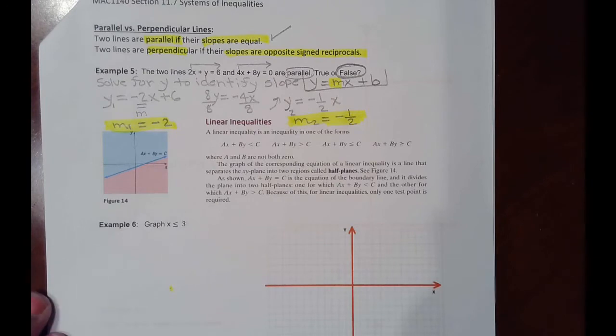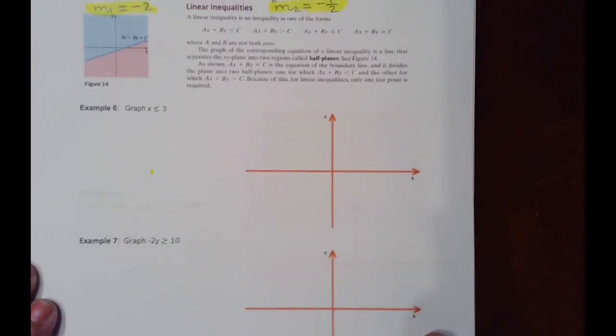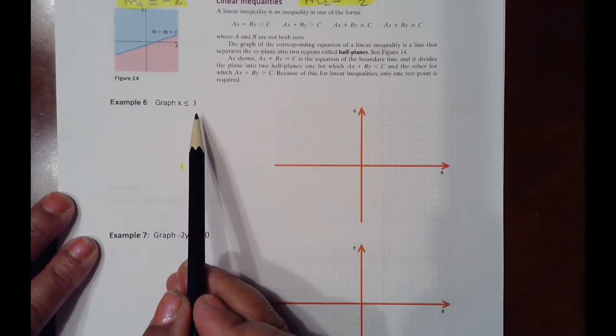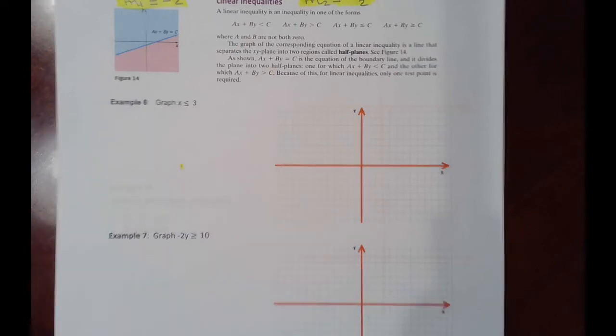Okay, example 6. In example 6, you start graphing. You are missing one of the variables. You don't have a y variable. So when you're missing one of the variables, you're either talking about a vertical or a horizontal line.